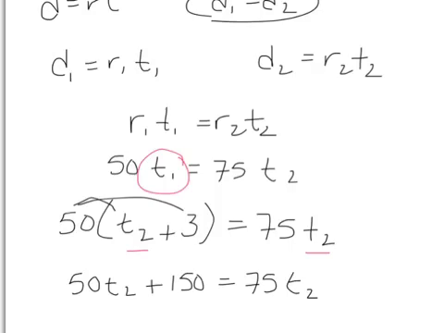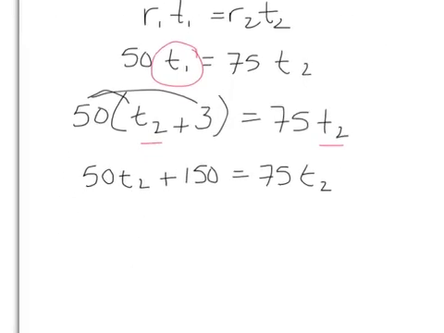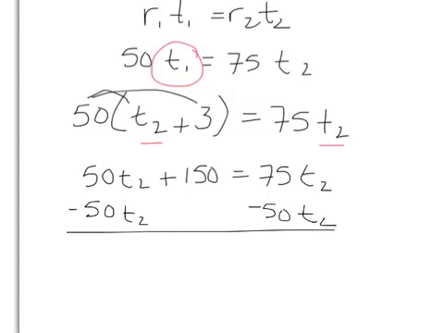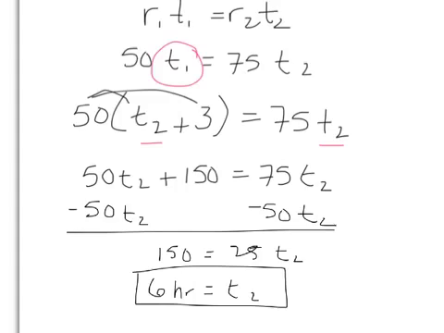And then after that, we could say, well, let's just subtract 50t from both sides. T2, really. We're going to get 150 equals 25 T2. Dividing by 25, T2 is 6 hours. So it takes the second train 6 hours to catch up to the first train. So I guess it would take the first train 9 hours to get there because it's 3 hours more. It left 3 hours early.